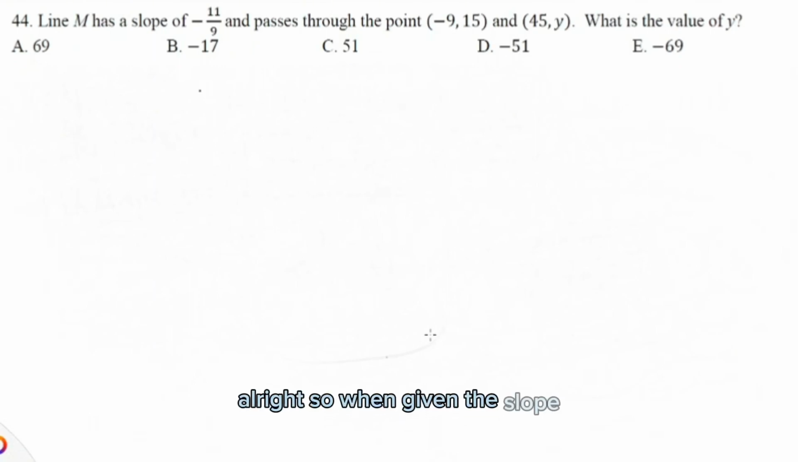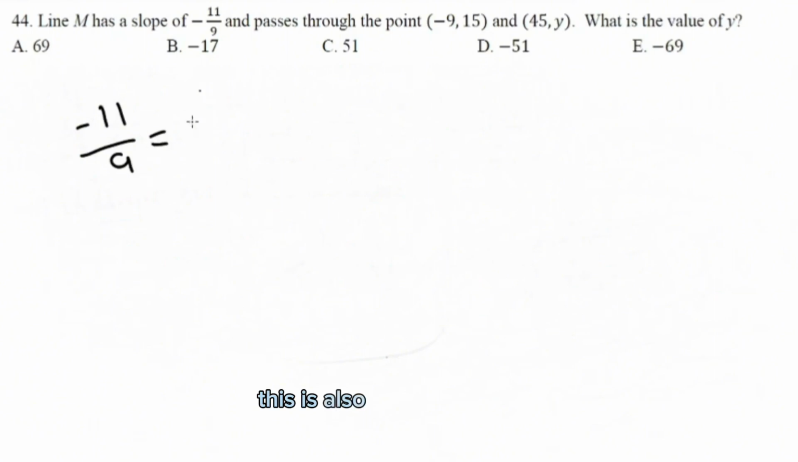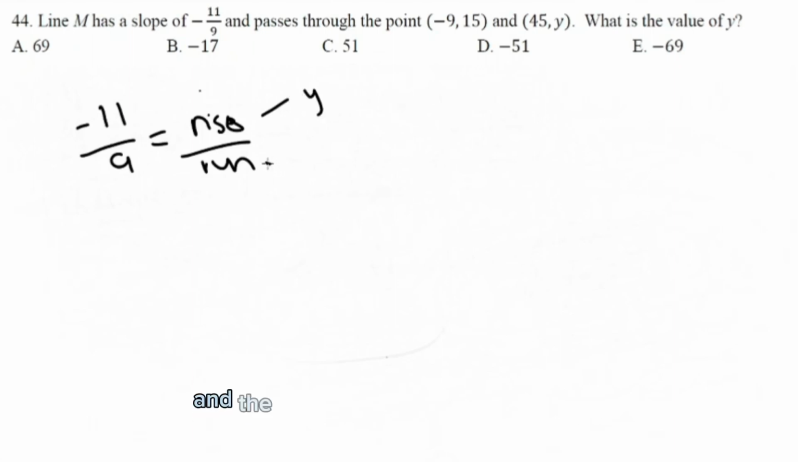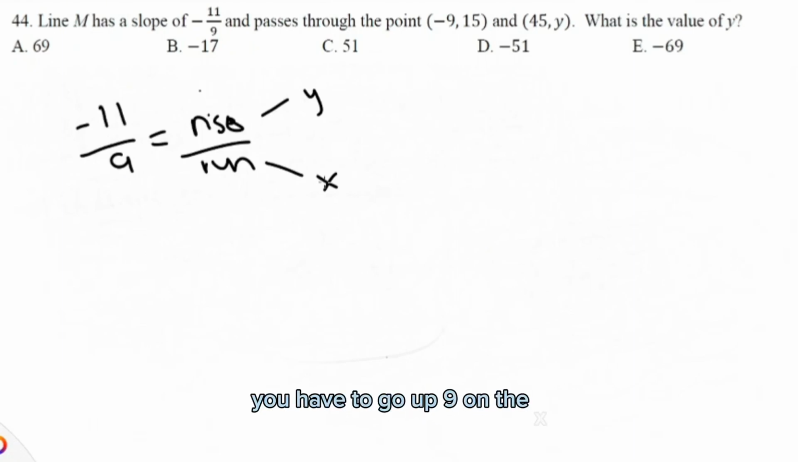Alright, so when given the slope, so in this case of -11 divided by 9, this is also the rise over run. The rise is just the change in the y value, and the run is just the change in the x value. So in this case, for every -11 that you go on the y, you have to go up 9 on the x. Alright, now we can use this to solve our problem.